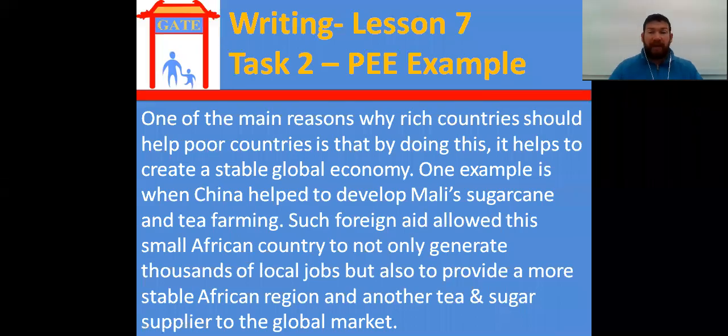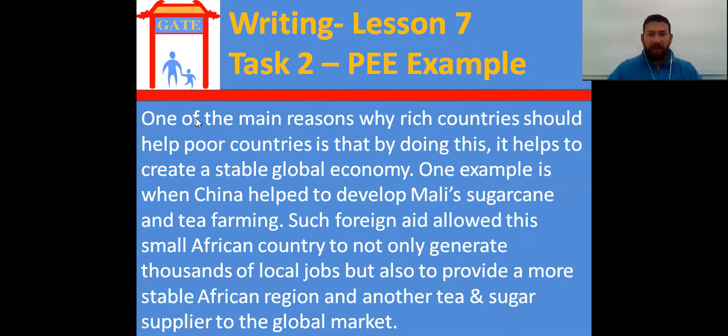Okay, let's have a look now at some examples of some PEEs, and then we will PEE together. So first of all, let's have a look here. How many sentences can you see? Have a quick look. Yes, that's right. There are 3 sentences here.